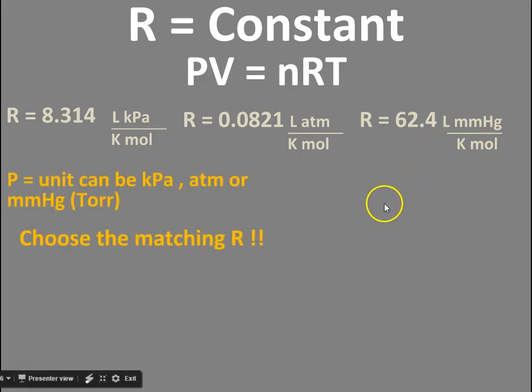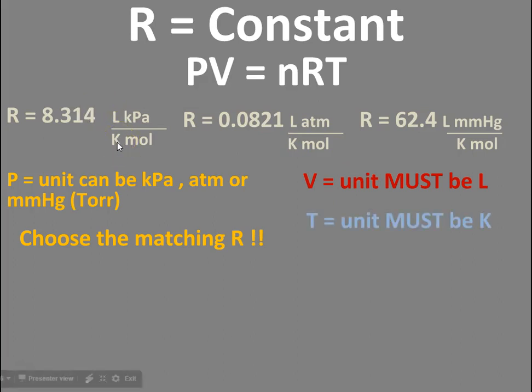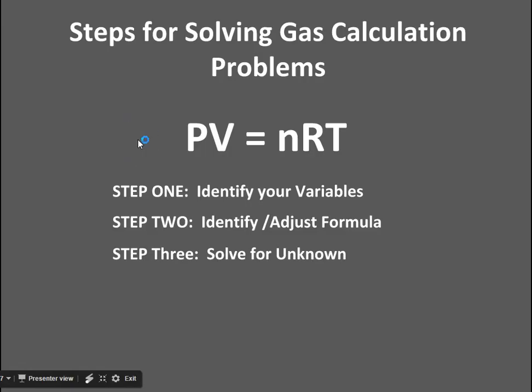Alright, when you're doing these problems, the pressure unit can be anything. The volume has to be in liters because it has to be able to cancel out. The temperature has to be in Kelvin, and moles has to be in moles. Alright, just like before, when you're solving a problem, always identify your variables. That will help you figure out which formula to use.